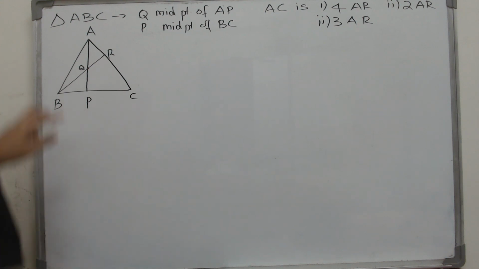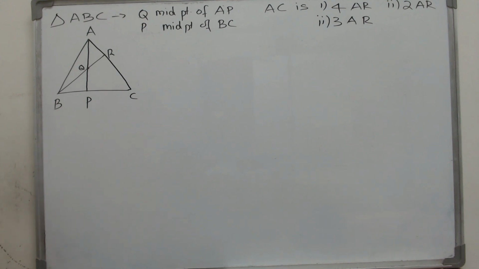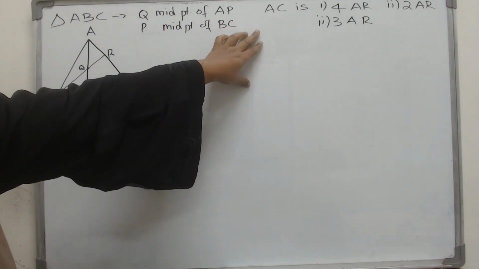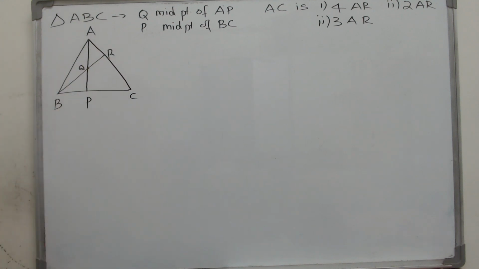Is AC 2 times AR, which means is R the midpoint of AC, or is it 3 times, or is it 4 times? That is what we have to find. So how are we going to proceed? We will find a way to connect what is given and what is asked. We have two pieces of information. We will tackle them one at a time.